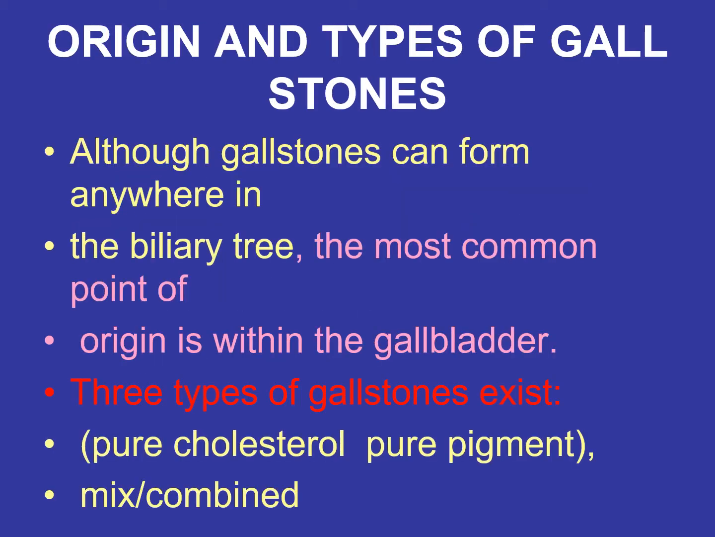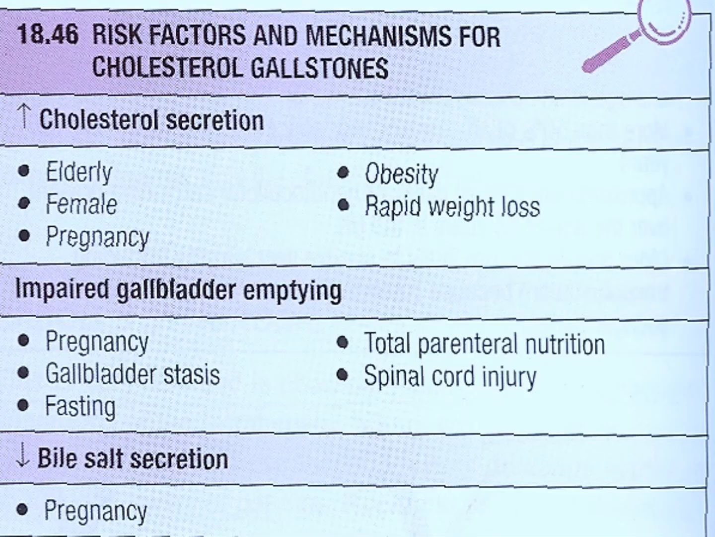Origin and types of gallstones. The gallstones can form anywhere in the biliary tree. The most common point of origin is within the gallbladder. There are three types we have already discussed. Next, the structure and mechanism of gallstone formation. This is a brief table you can see here.